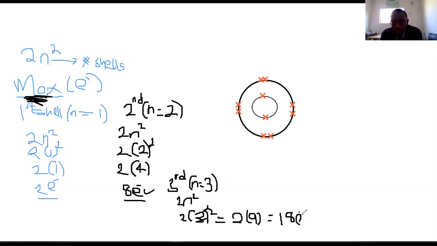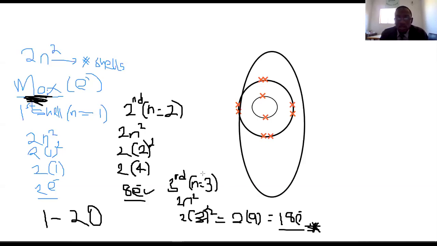So the calculation goes on and on, but because we focus on just the first 20 elements, then 18 is basically enough for us to kickstart. So what happens here now is the 18 comes with conditions. The 18 comes with conditions. But let's draw this structure.